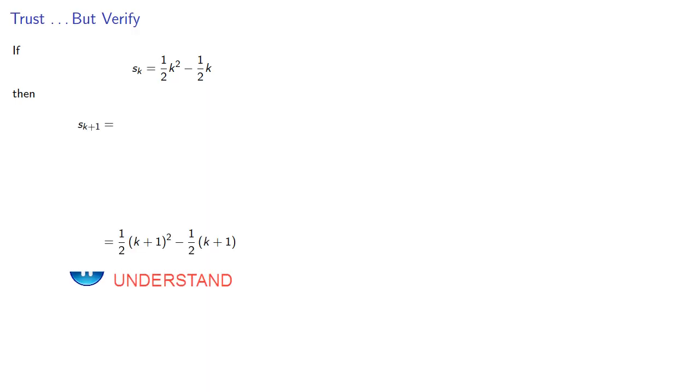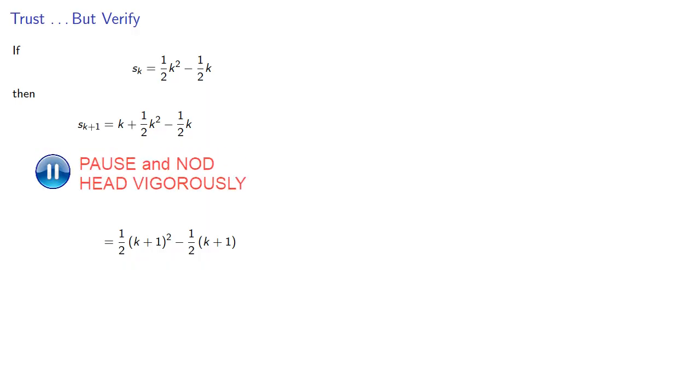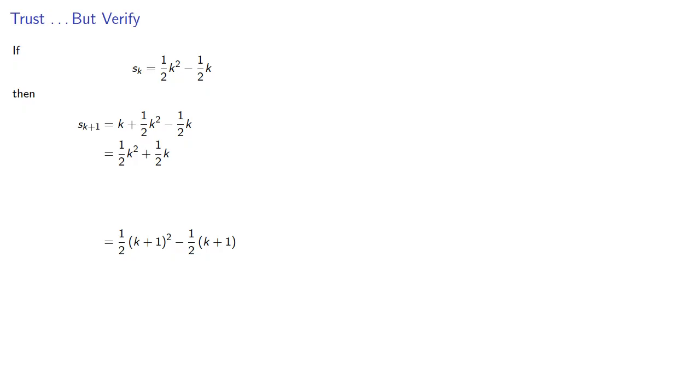Now for the induction step, we want to prove that if sk equals 1/2 k squared minus 1/2 k, then sk plus 1 equals, and we somehow want to get from here to there. So we do know that our recurrence relation tells us that sk plus 1 is k plus sk. And we can do some algebra.